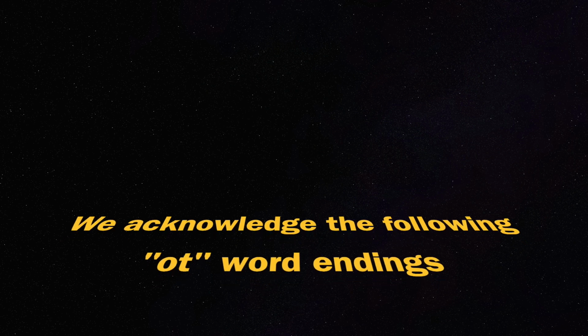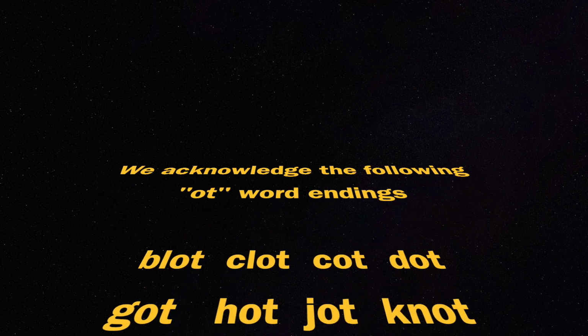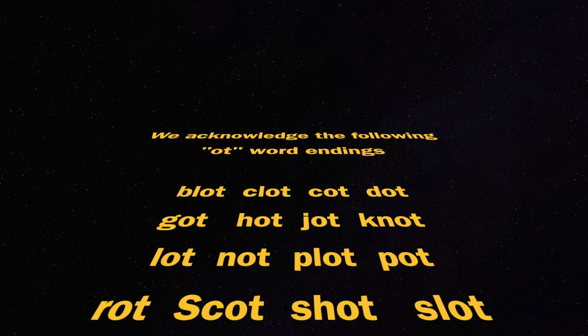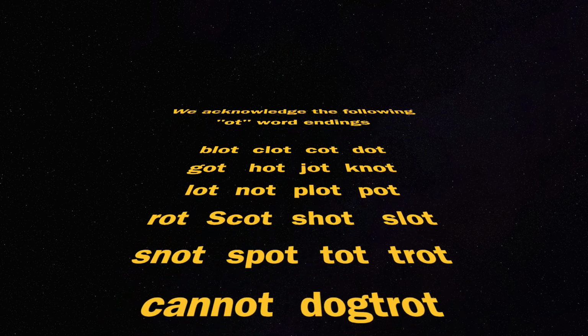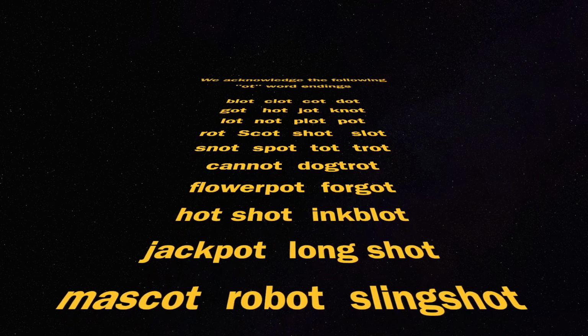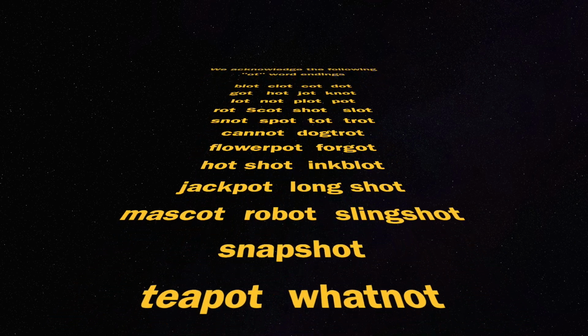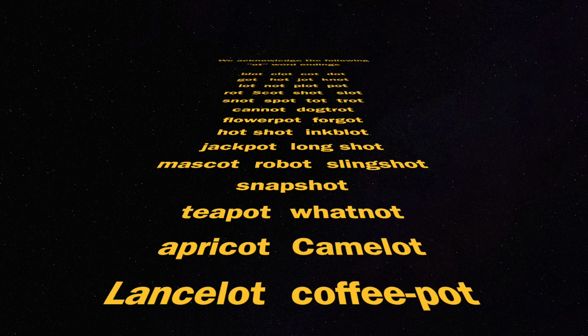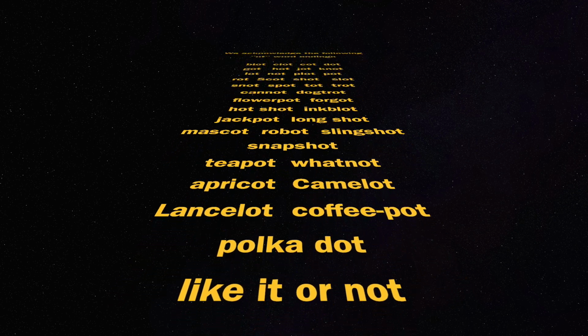Well, we've reached that time in our show when we need to acknowledge those words that did not make it into the episode. Here are those words. We acknowledge the following ought-word endings. Blot, clot, cot, dot, got, hot, jot, not, lot, plot, pot, rot, scot, shot, slot, snot, spot, tot, trot, cannot, dog trot, flower pot, forgot, hot shot, ink blot, jackpot, long shot, mascot, robot, slingshot, snapshot, teapot, whatnot, apricot, Camelot, Lancelot, coffee pot, polka dot, like it or not, thanks a lot.